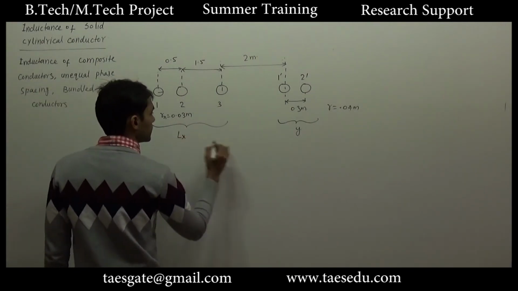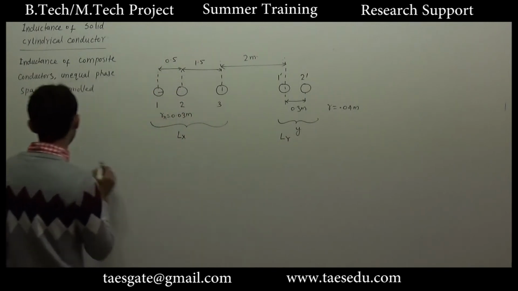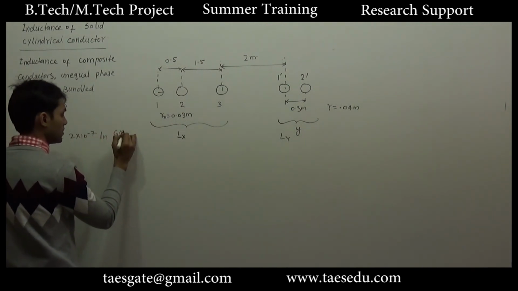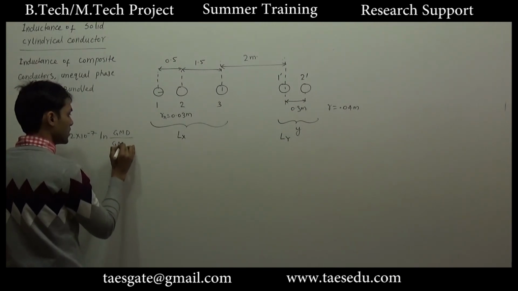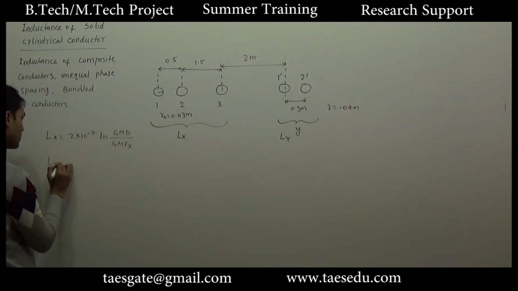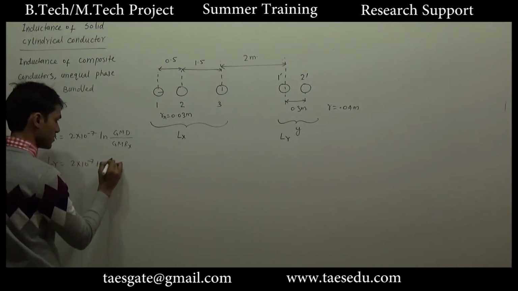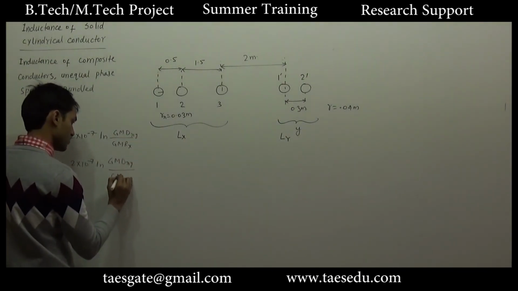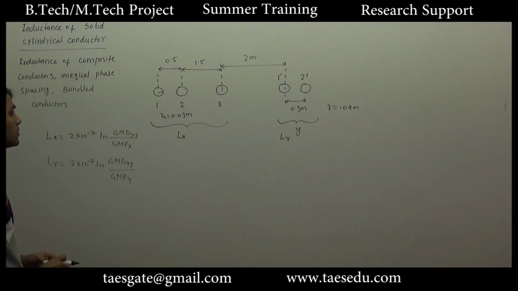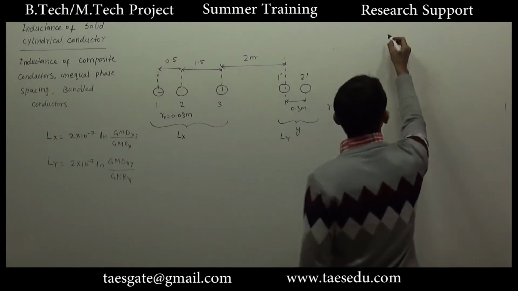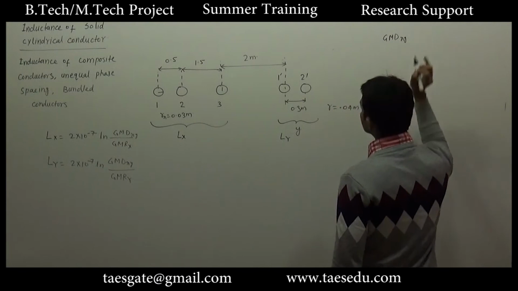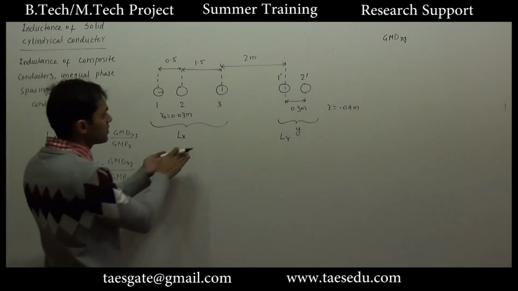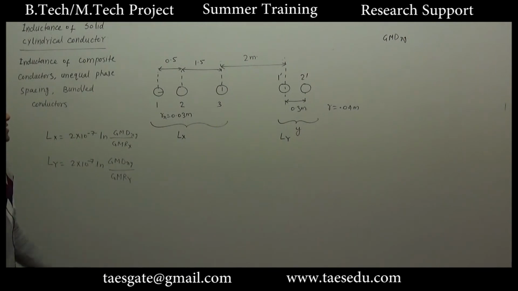For calculating Lx, the formula will be 2 into 10 to the power minus 7 ln GMD divided by GMR of x. For calculating Ly, we will have 2 into 10 to the power minus 7 ln GMD divided by GMR of y; the GMD will be the same because it is between x and y. So first calculate GMD xy. For calculating this, how many distances will we have? We will take the distance between each strand of x and y.